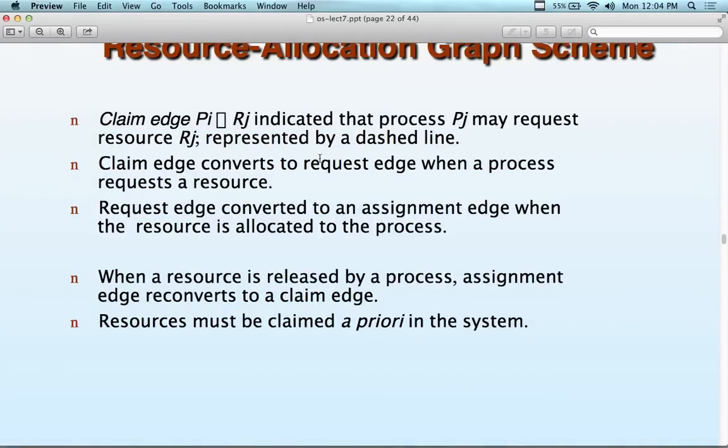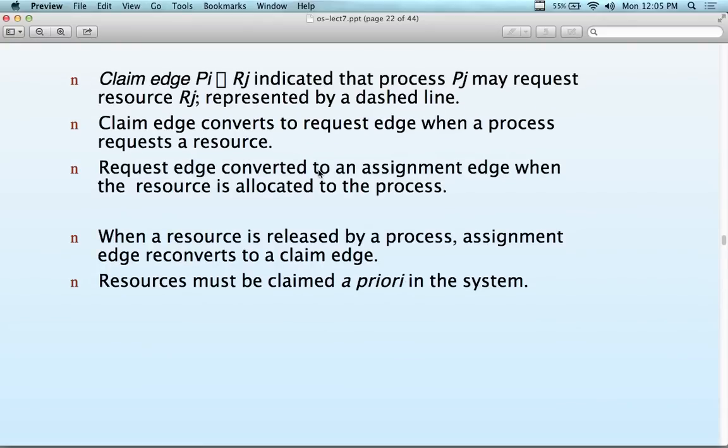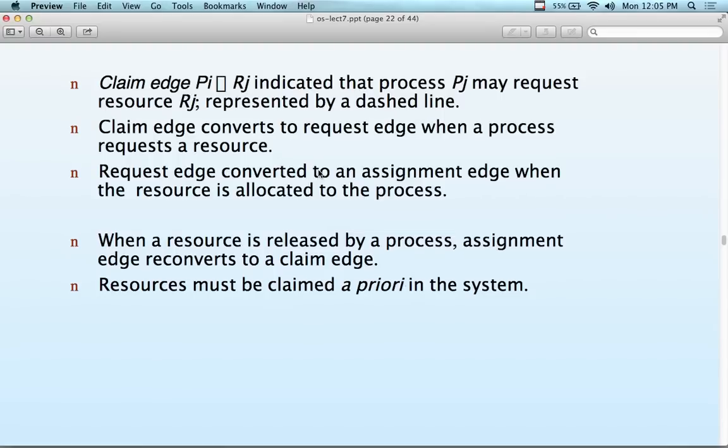What are you returning? So the claim edge converts to a request edge when the process actually requests the resource. And the request edge is converted to an assignment edge when the resource is actually allocated to the process. So this is what the claim is. Here's the request. Here's the allocation. And then we have the return of that, the release. When the resource is released by the process, the assignment edge turns into the claim edge again.